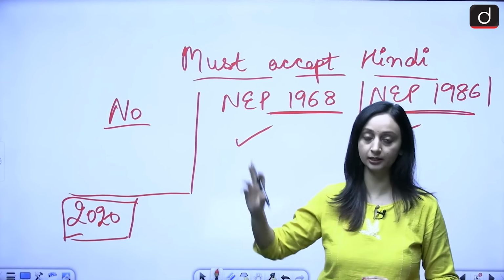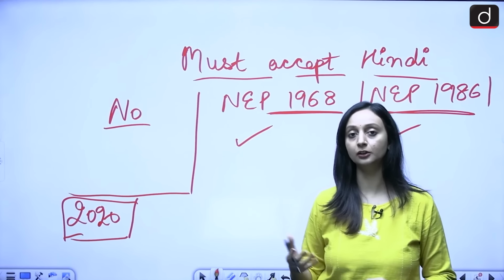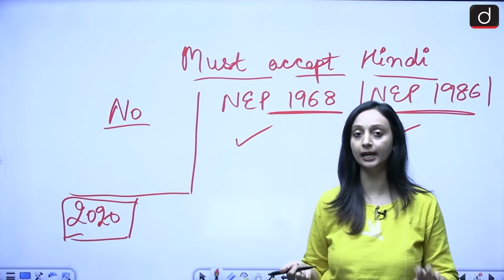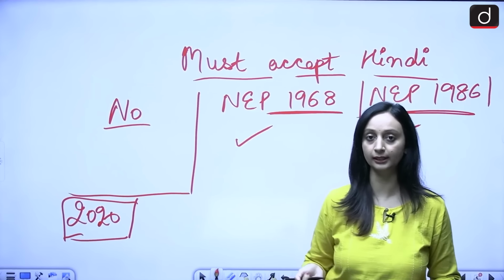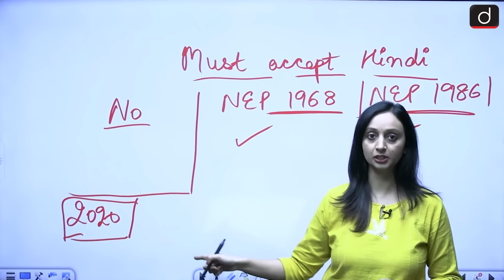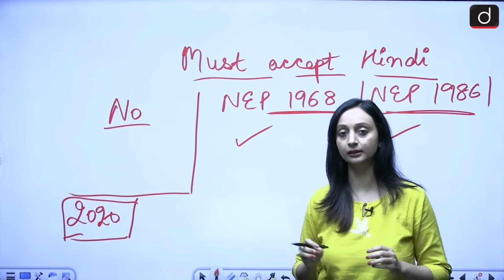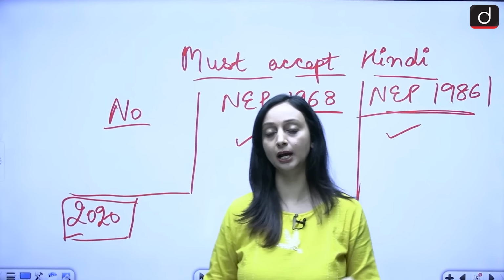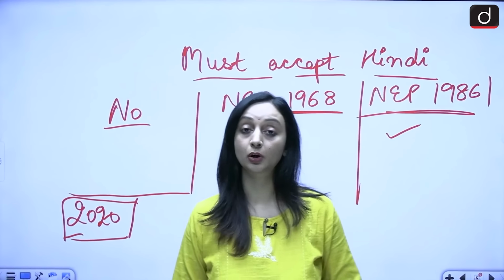Here in both these cases, it was said that ideally the non-Hindi speaking states pick up Hindi and the Hindi speaking states pick up some non-Hindi language. But here no such thing has been said. It has simply been said that 3 languages have to be there, but 2 languages have to be Indian. Then what is the issue?